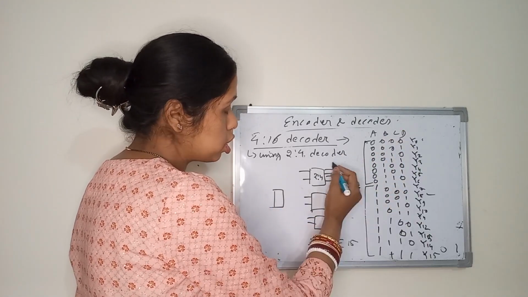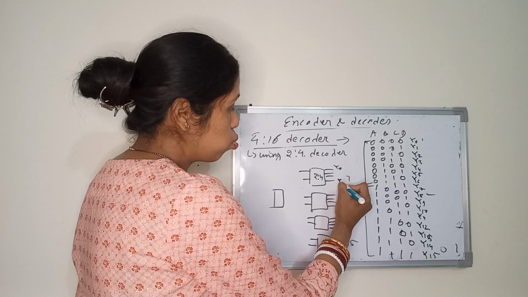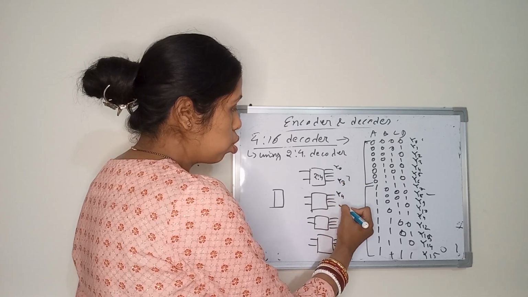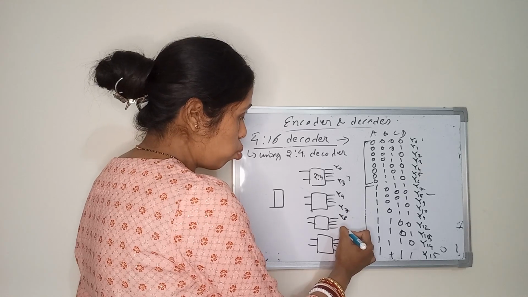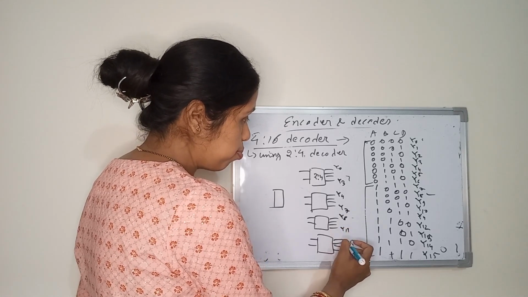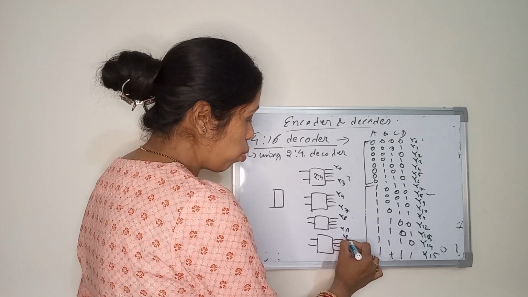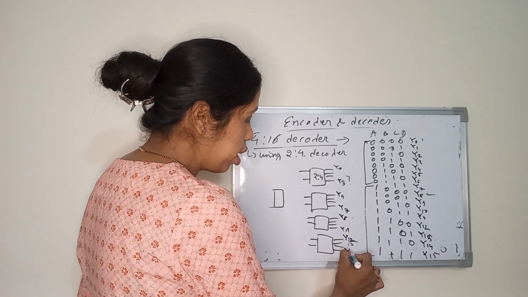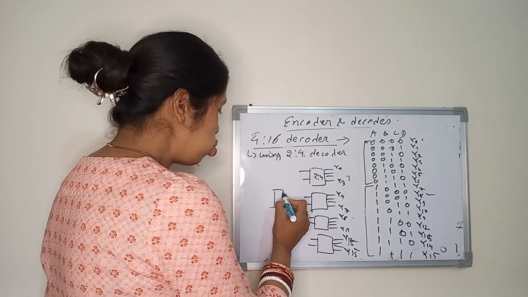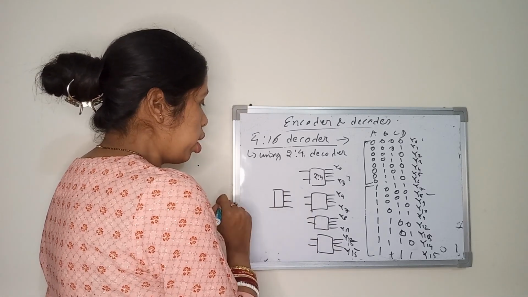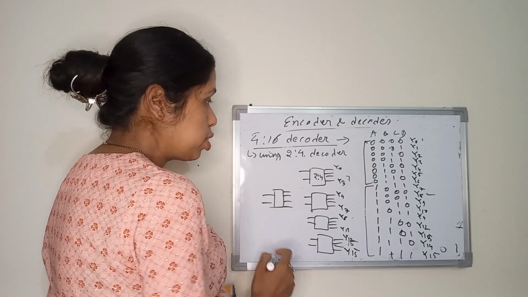Total how many combinations? 16. Y0 to Y3, Y4 to Y7, Y8 to Y11, Y12 to Y15. Okay, what about this? Here also the 4 output lines will go, and here 2 input lines, right?